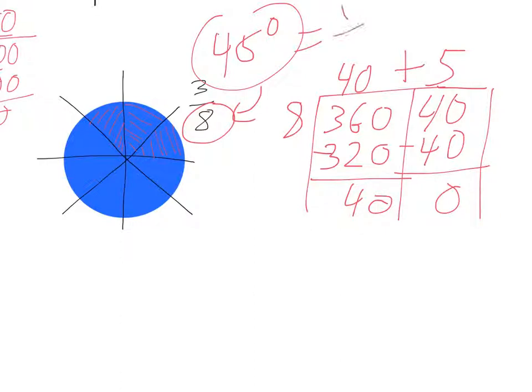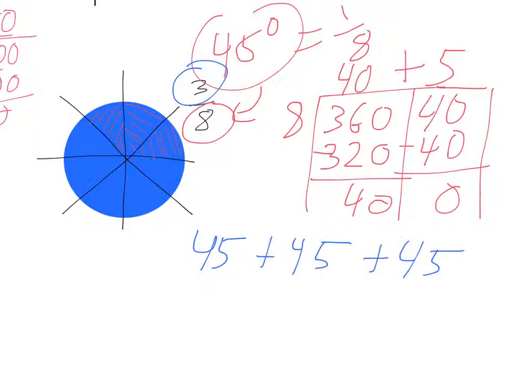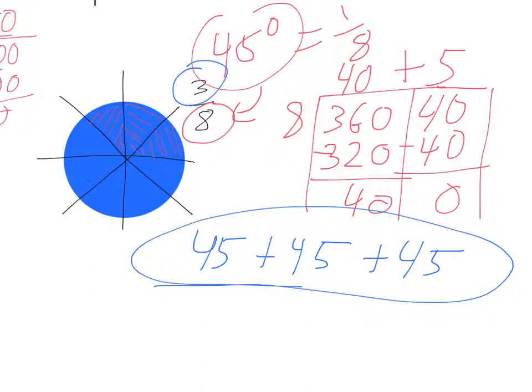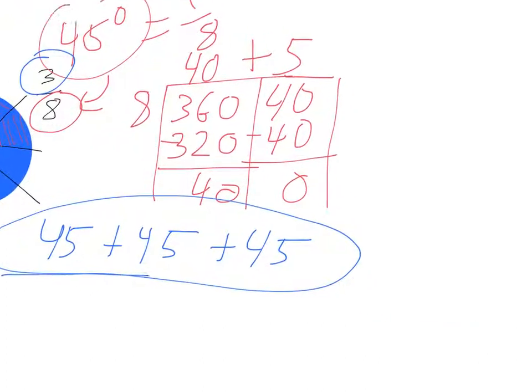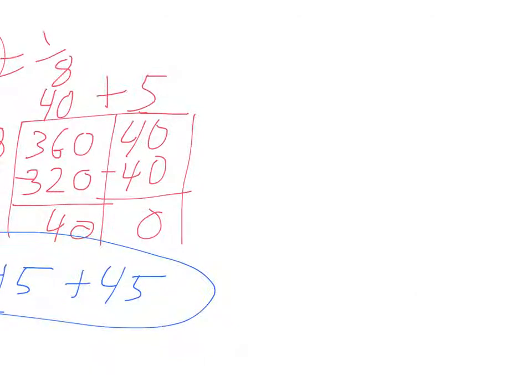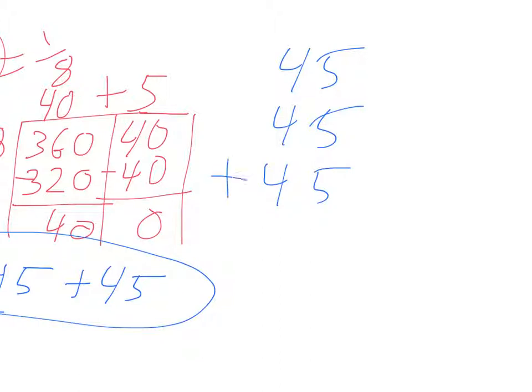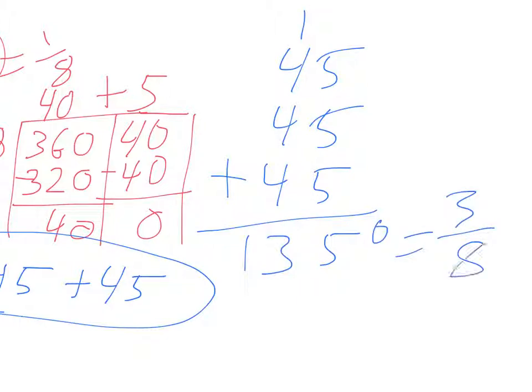That equals 1/8. But I need 3. So I have to add up 45 3 times. Let me move over here, set that up, and add it up. 45, 45, 45. 5, 10, 15. Carry the 1. 4, 8, 12, plus 1 is 13. 135 degrees would equal 3/8 of the circle.